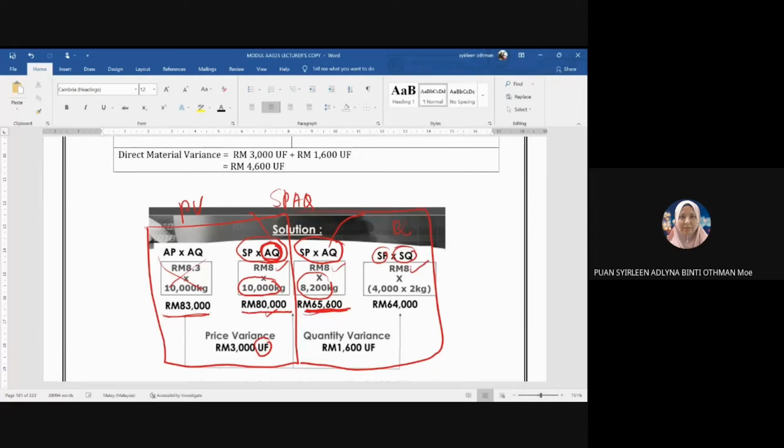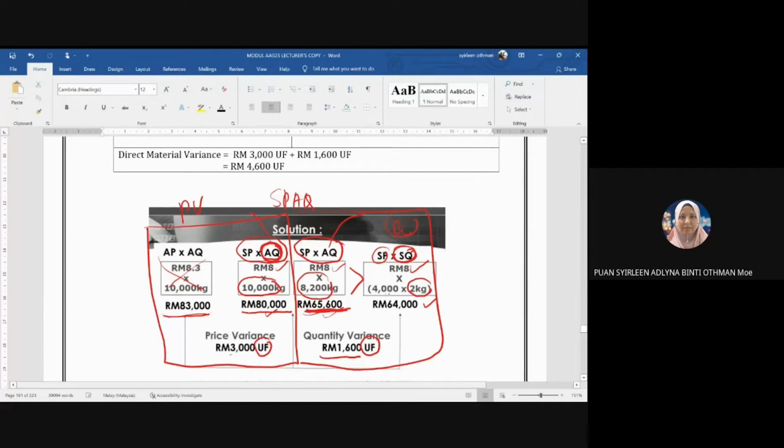Darab SQ, SQ ialah 2 kg darab 4,000 tadi. So kita akan dapat 64. Okay, you budget 64 saja. Tapi your standard bila kita darab dengan actual quantity, dia dapat 65,600. Okay. Alright, so kalau awak tengok dekat sini, okay, yang standard tu lebih besar daripada budgeted. So it's unfavorable, the amount by 1,600.